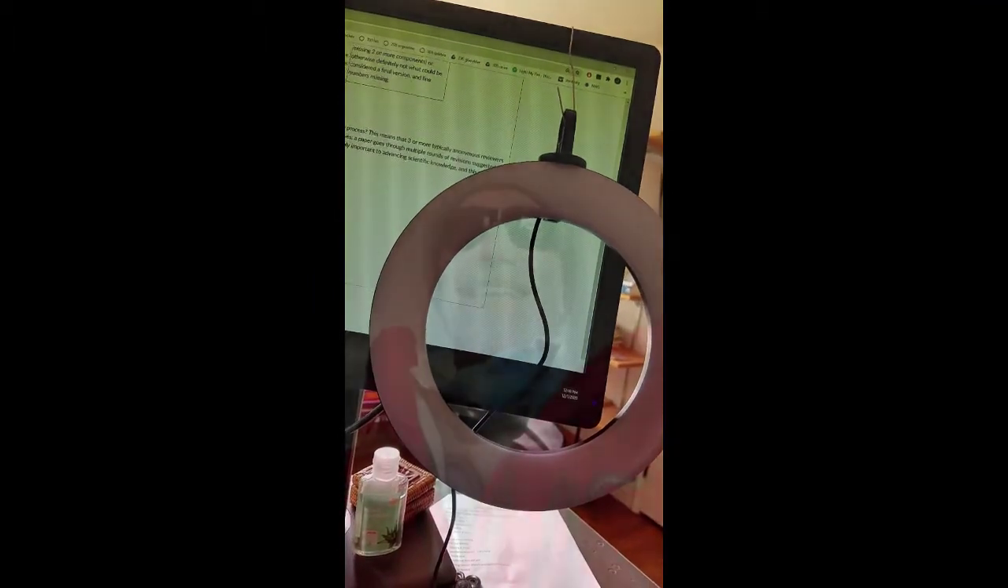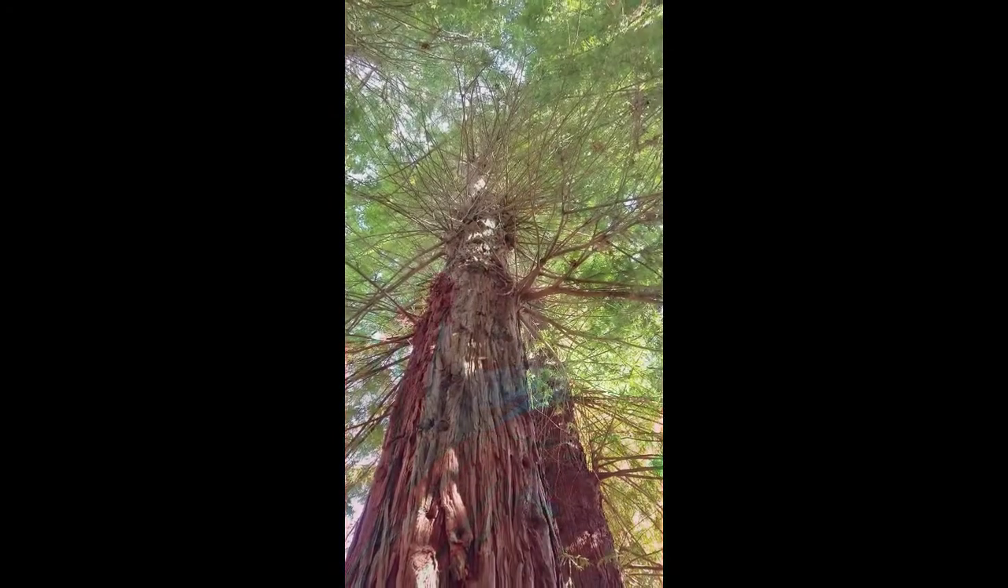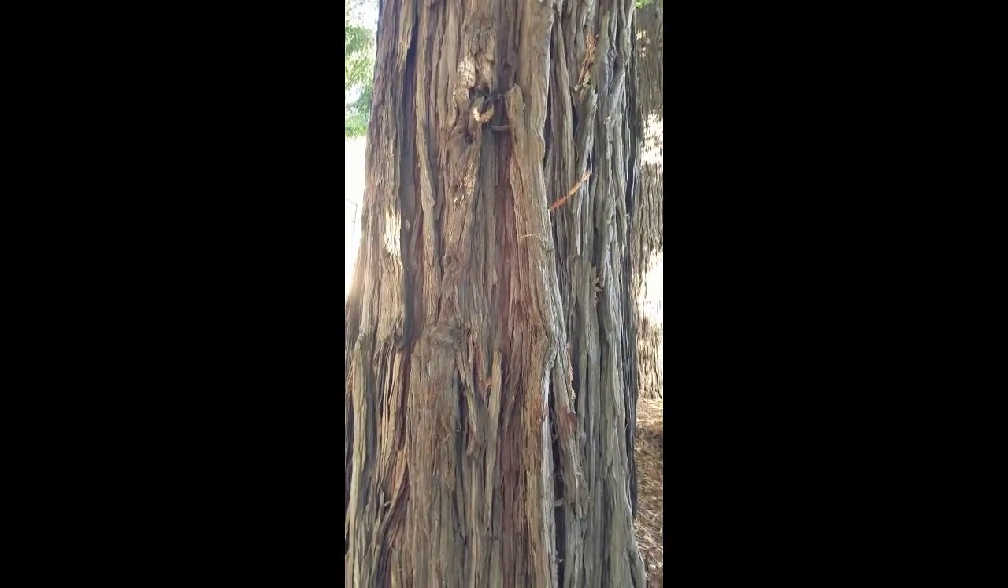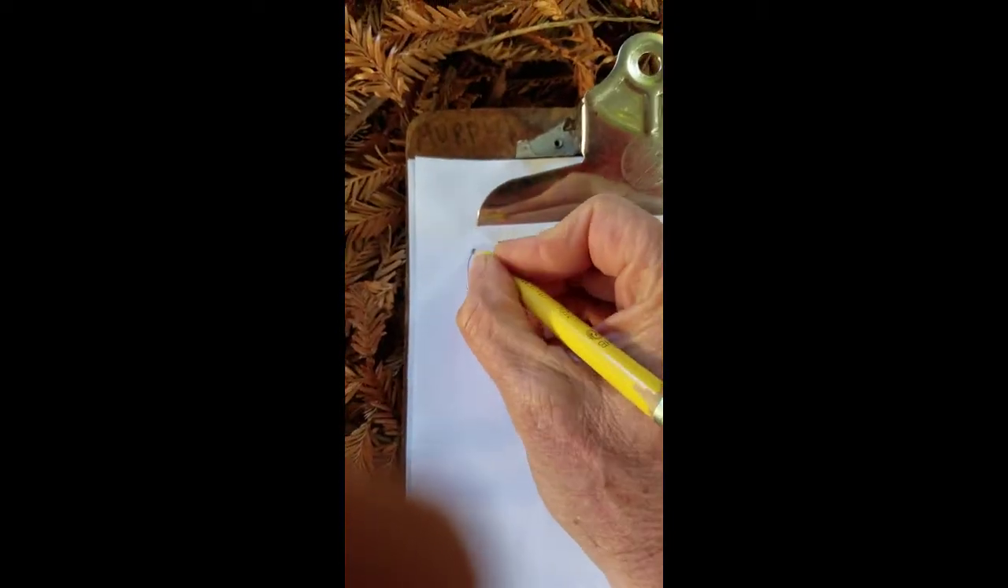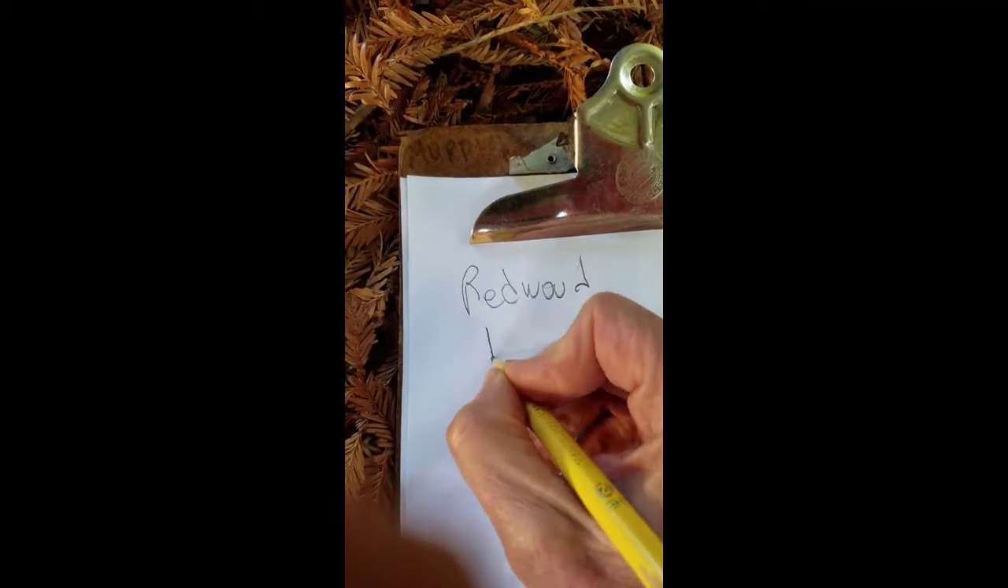Okay, I got this. Got my hat, got my glasses, got my face shield, got my sleeping bag, got my ruler, got my notebook, got my piece of paper, got a pencil. Here's a nice tree. It's a redwood. Gonna start here.